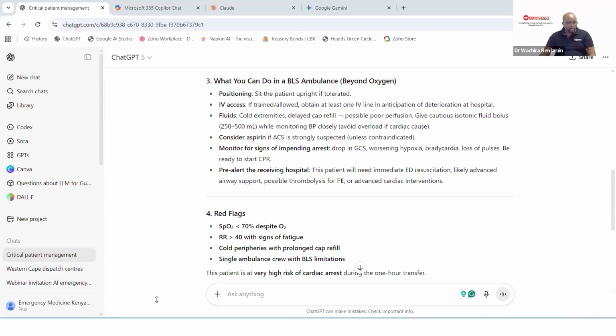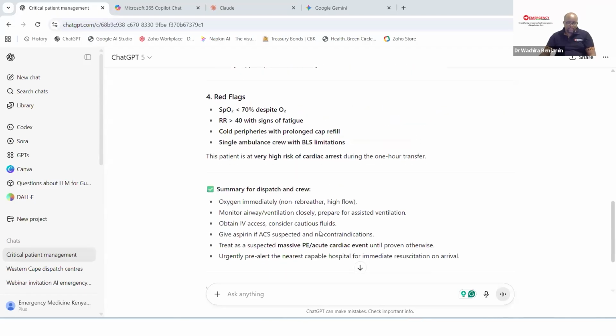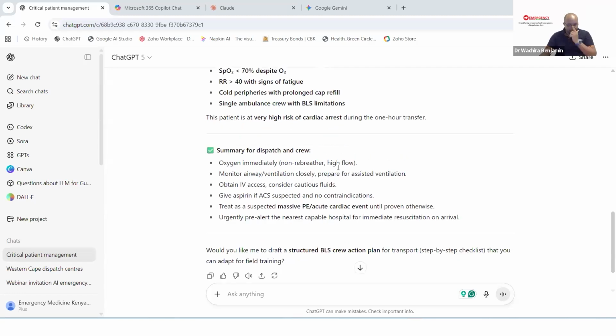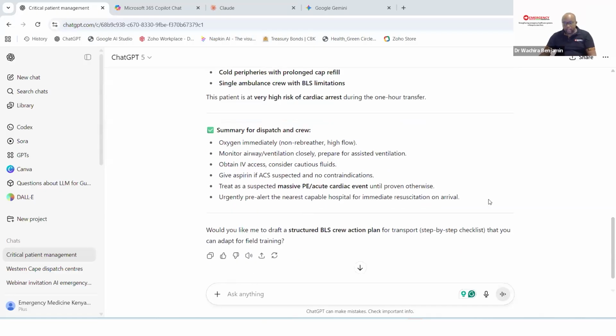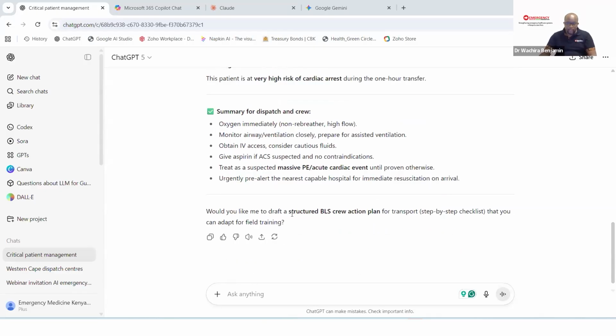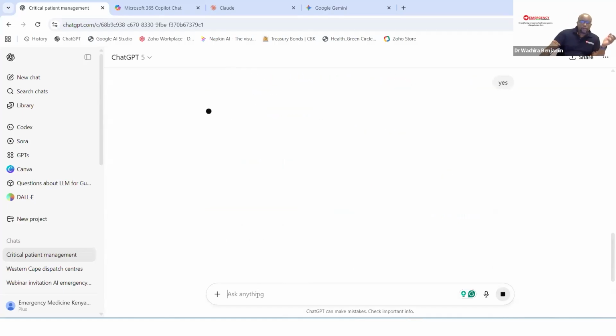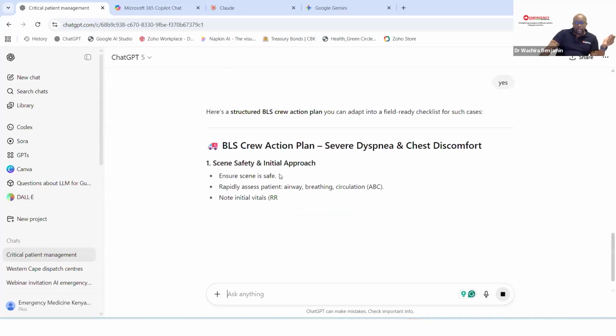Just see the answer. Yeah, so the patient has to end up in a proper facility. Single ambulance too, with BLS limitations, patient at high risk of cardiac arrest. So interesting, if you do this on the phone, you can ask it: would you like me to draft a structured BLS action plan? Yes. So as you're an hour away from your hospital, you can ask it to do this for you.